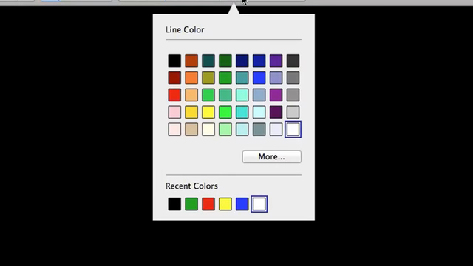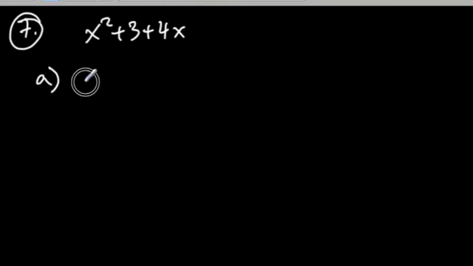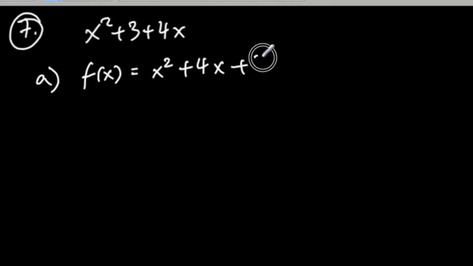Let's move on to the next one, which is number 7. What was the original one? I'm just looking at my sheet over here. The original one was simply x squared plus 3 plus 4x. Okay, so the first one said to rearrange it. So f of x is simply x squared plus 4x, remember in descending order of degree, plus 3.